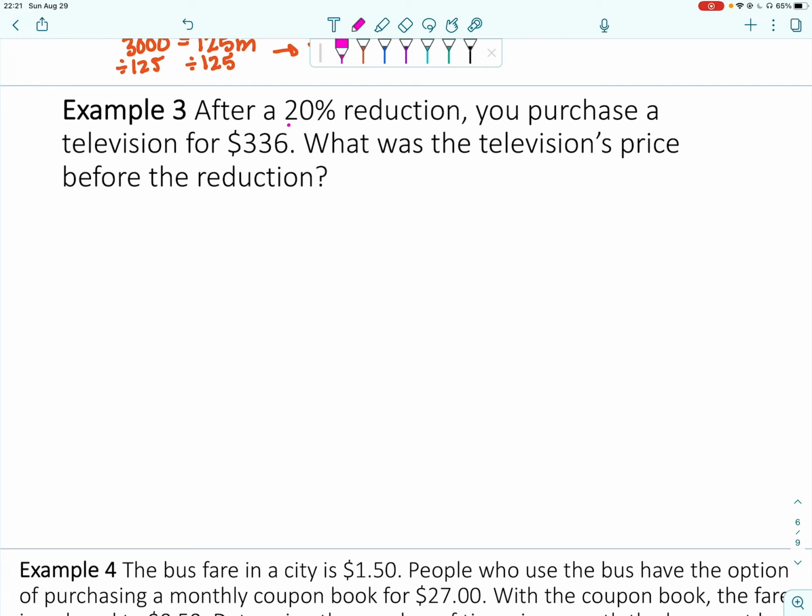So we have a 20% reduction or a 20% discount. And we purchased the TV for $336. So what was the price before the reduction?